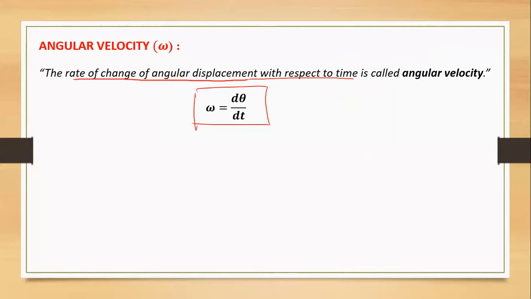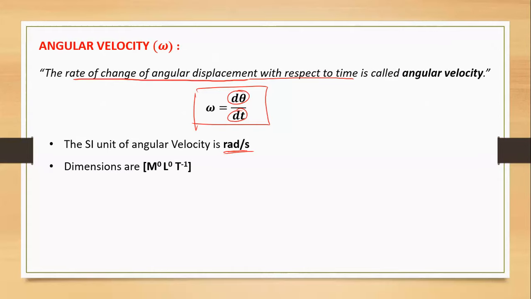In this formula, theta is the angular displacement that you remember. How do we write the unit? Unit of theta divided by unit of t. Unit of theta is radian, divided by unit of time, second. So radian per second is the unit. Dimension: theta doesn't have a dimension, but t has a dimension, time. So the dimension of angular velocity is t raised to minus 1, because t is in the denominator. So the dimension is M0 L0 t raised to minus 1.